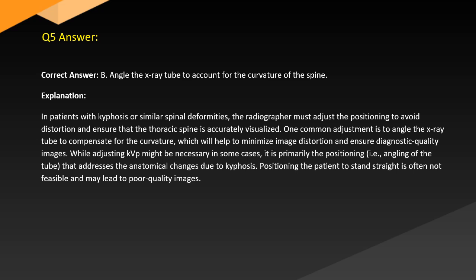While adjusting kVp might be necessary in some cases, it is primarily the positioning, i.e., angling of the tube, that addresses the anatomical changes due to kyphosis. Positioning the patient to stand straight is often not feasible and may lead to poor quality images.